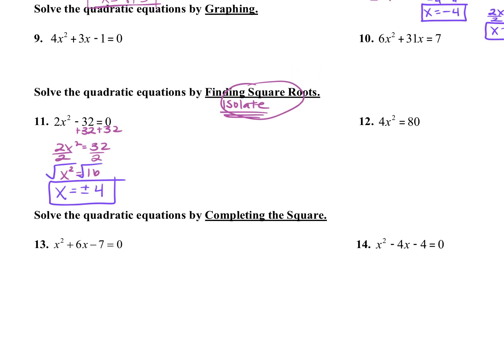So do number 12. Give that a go. Remember, we want to isolate.